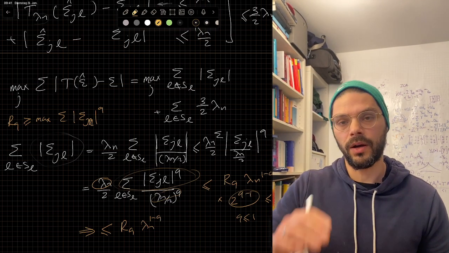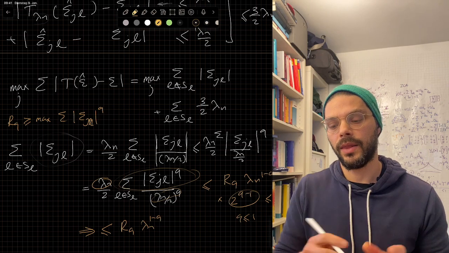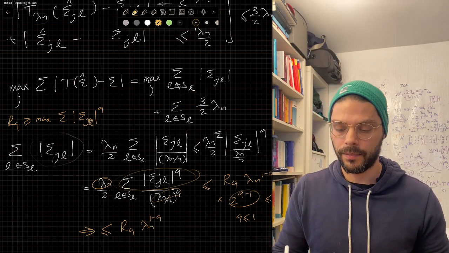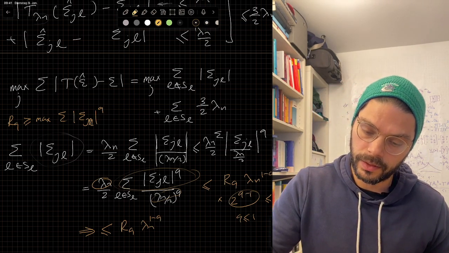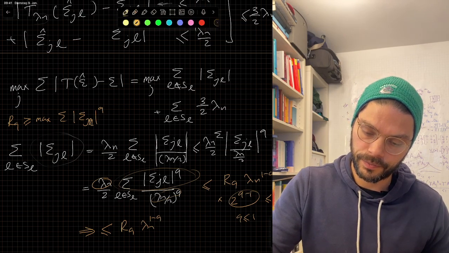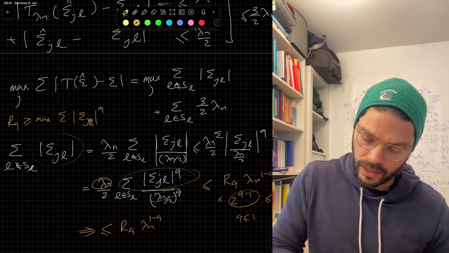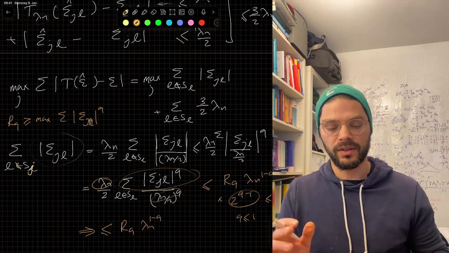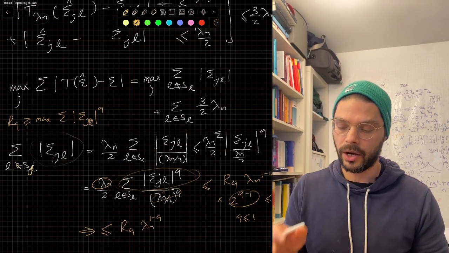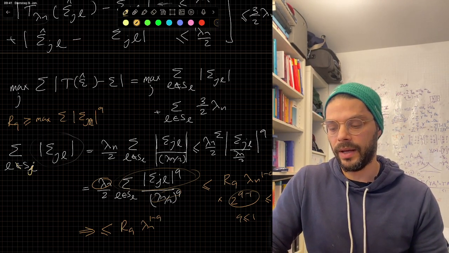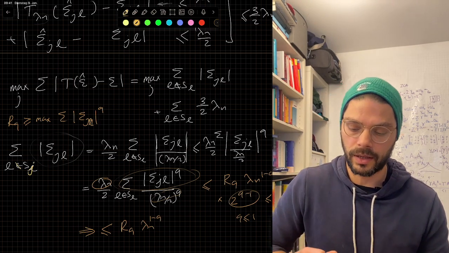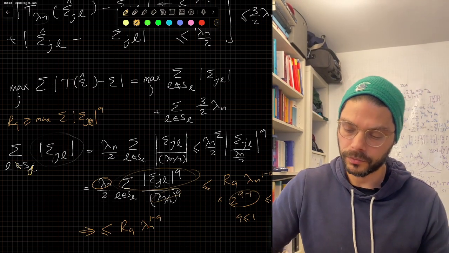Okay, so that takes care of the indices of L that were not in S of J. So these were the indices that were very small, and it says that they're going to be bounded by RQ multiplied by this thresholding value.